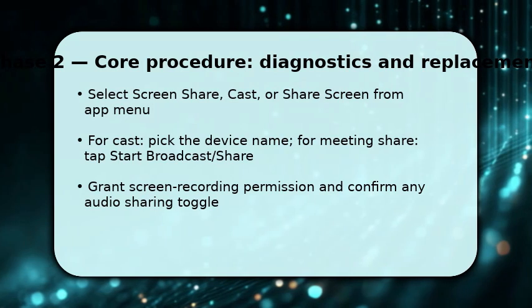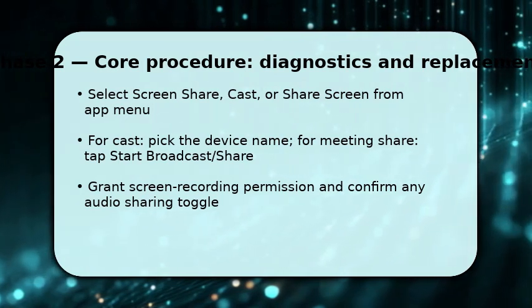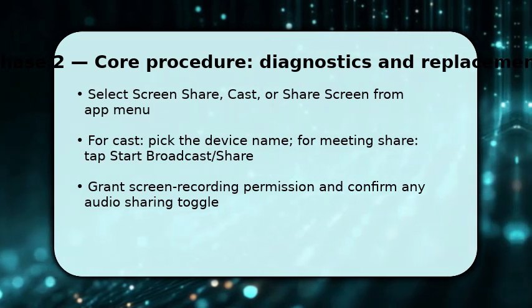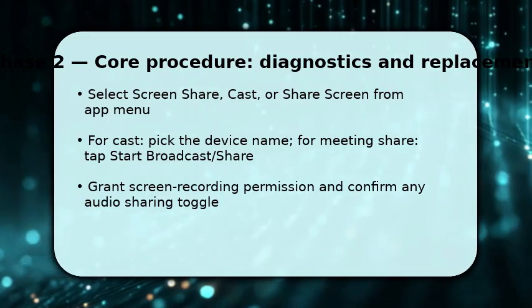Next, choose how to send your screen. Use the app's share screen option or use System Cast/AirPlay for a local display. If you pick Cast/AirPlay, select the receiving device from the list and confirm.